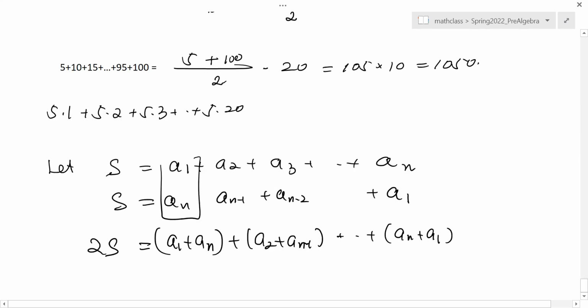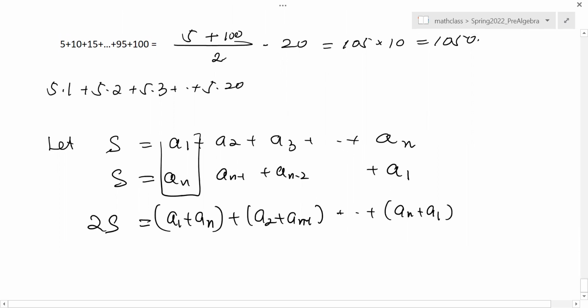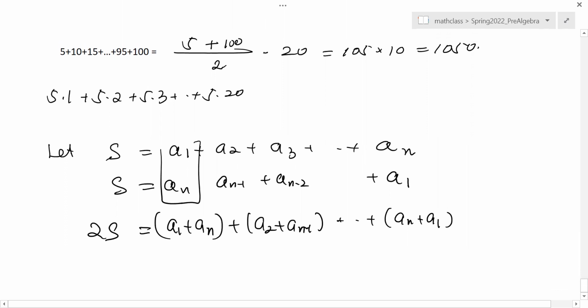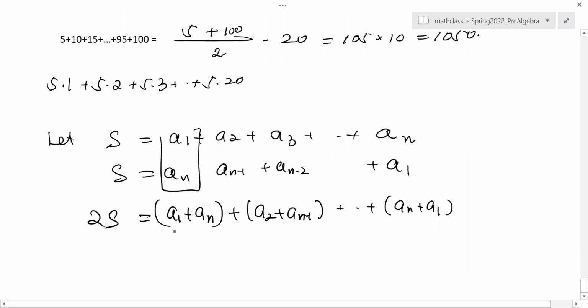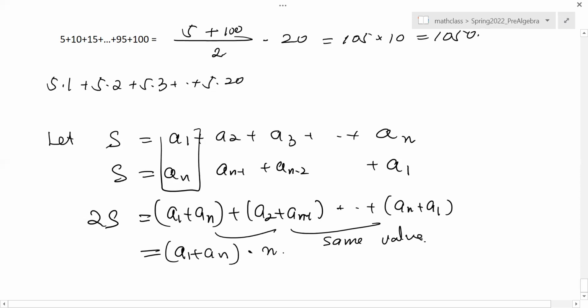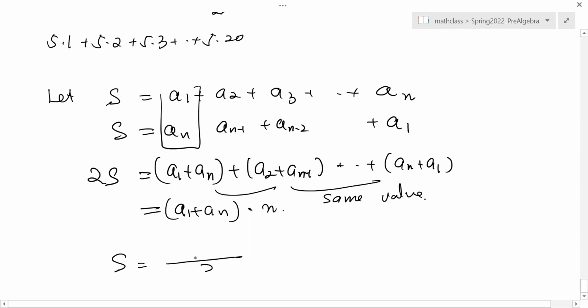Because it's an arithmetic sequence, that is why they're all equal to A1 plus AN, multiplied by N, because all the terms have the same value. Okay, the same value because it's an arithmetic sequence. So that's why S is going to be divided by 2 and multiplied by the number of terms.